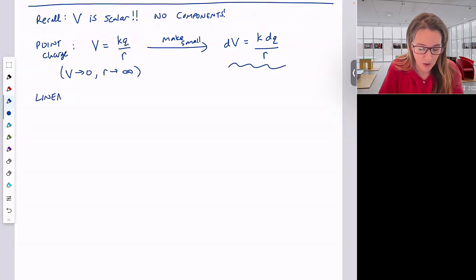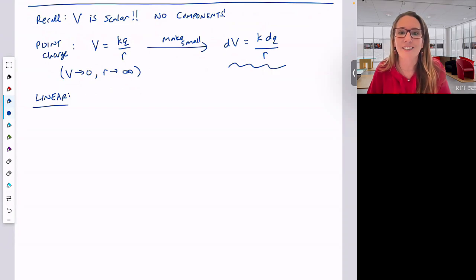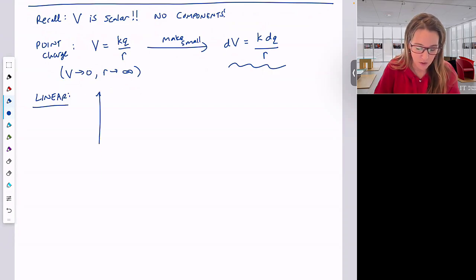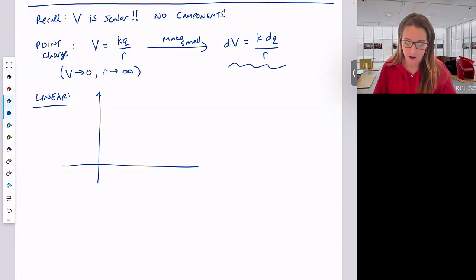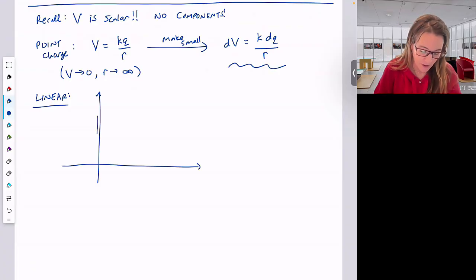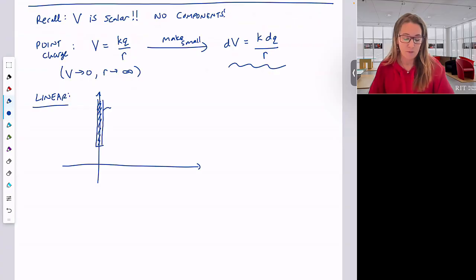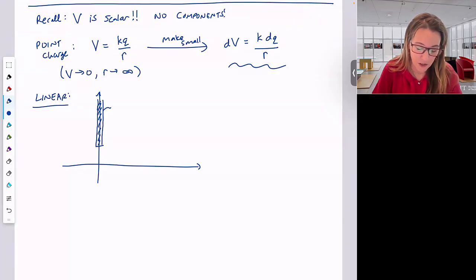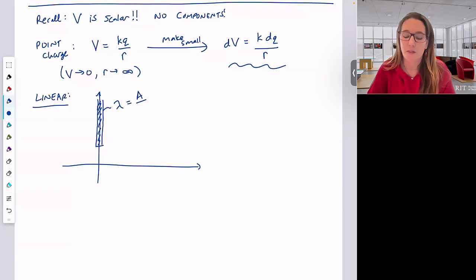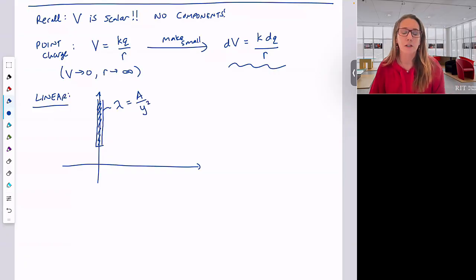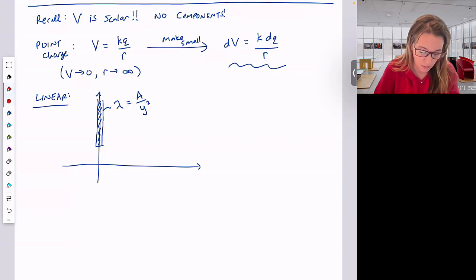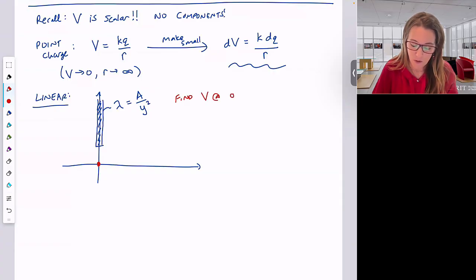So let's go ahead and see what happens when we have a linear case. Let's just do an example here where let's say that I have a beam, a long rod of charge, and let me go ahead and say that it has some linear charge density, lambda, that's given by some constant A, and the A varies with y squared. And then let's say that we want to find the potential at the origin.